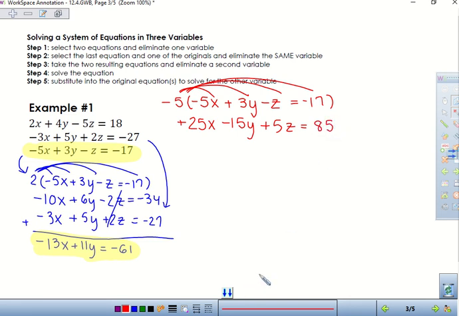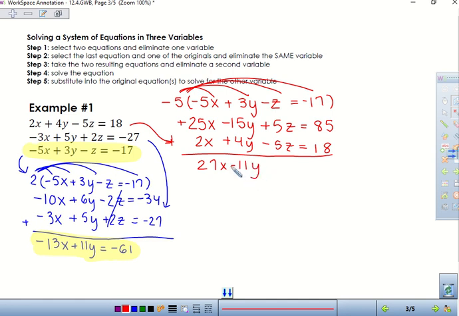Once I have that solved, I'm going to take that first equation and write it underneath this one. And then I can add these together. So I end up with 27x, sorry, I was just checking my work. Minus 11y, and that canceled out, right? And this becomes 103.